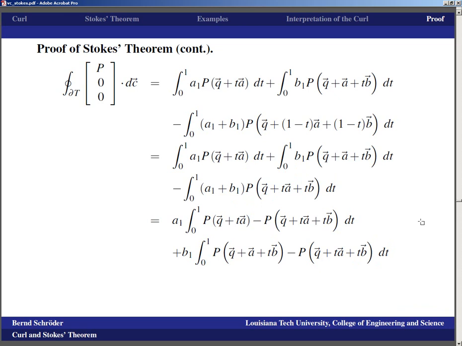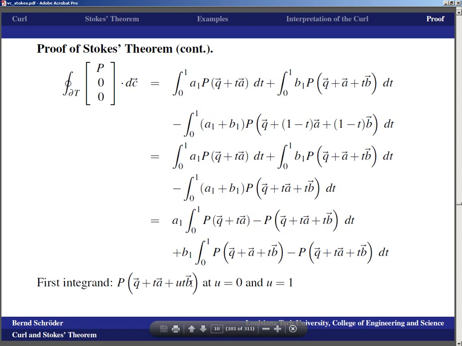And I think now we just want to take a look at these integrals, and what we can see is that the first integrand is just the function p of q plus ta plus u times tb at u equals 0 and at u equals 1, because when u is equal to 0, this stuff is gone, and I get just p of q plus ta, which is right here. And at u equals 1, well, then I get p of q plus ta plus tb, which is exactly what I have back here. So the first integrand is this function of u at u equals 0 and at u equals 1. The second integrand is this function of u at u equals 0 and at u equals 1.